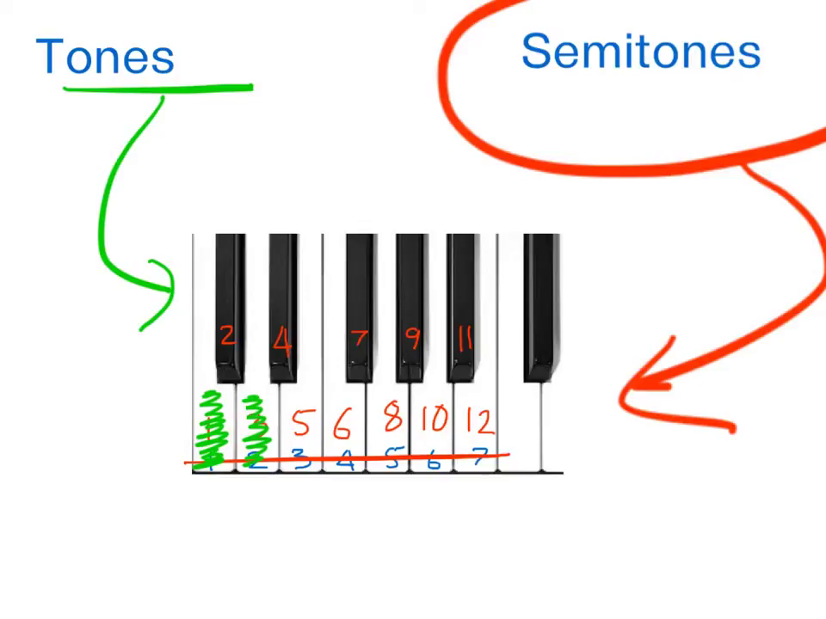Once again, black and white don't matter here. So you could go from 2 to 4, that's two semitones, so that's a tone. You could also go from 5 to 7, or from 11 to this one down here. Essentially, two semitones are a tone, and a semitone is the smallest distance between two notes. And black and white doesn't matter.